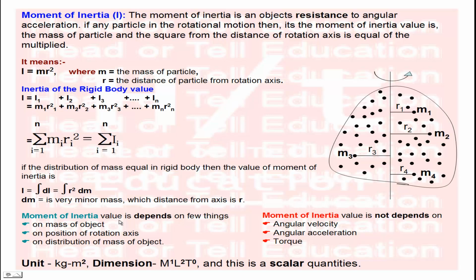Moment of inertia value depends on a few things: on the object's mass, on the position of the rotation axis, and on the distribution of mass of the object. Moment of inertia does not depend on angular velocity, angular acceleration, and torque. The unit is kilogram meter square, and the dimension is mass to the power 1, length to the power 2, and time to the power 0, and this is a scalar quantity.